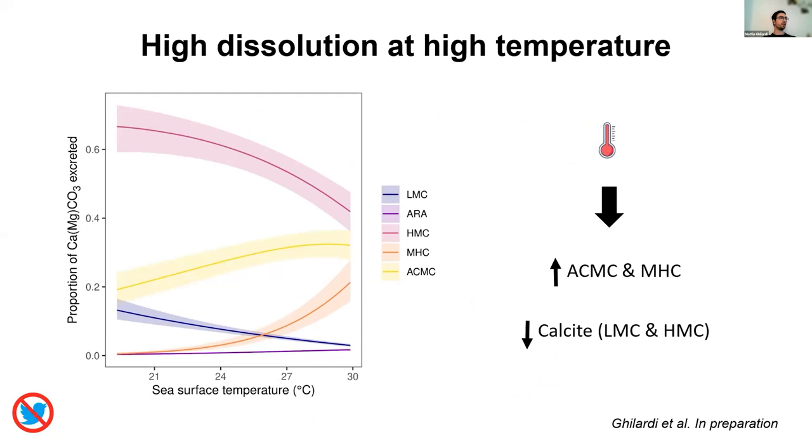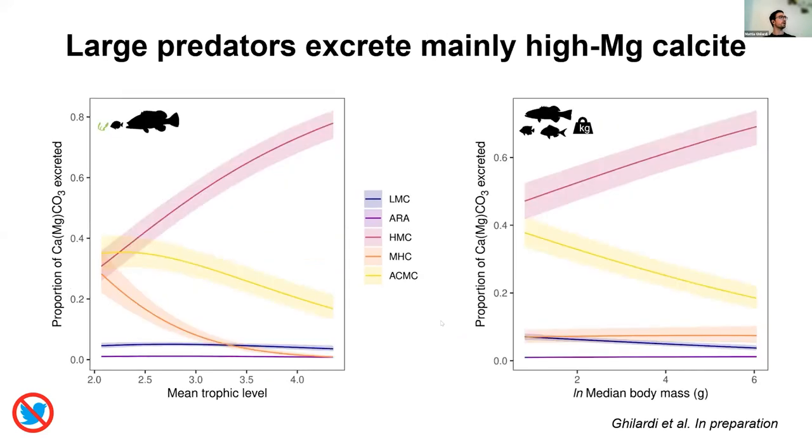And particularly in warmer waters, there is a higher proportion of the more soluble carbonate forms, which are amorphous carbonate and monohydrocalcite, and a lower proportion of calcite. And this is important for climate change, because with increasing temperature, fish carbonate will be more soluble. So there might be a change in the role of fish carbonate. And the spatial patterns are also driven by fish community structure, with large predators that mainly excrete high magnesium calcite.